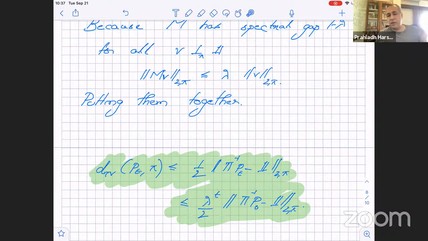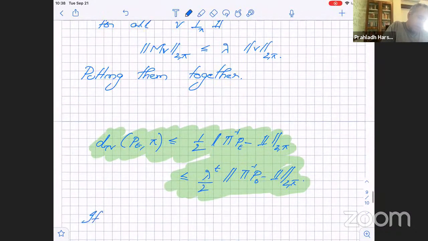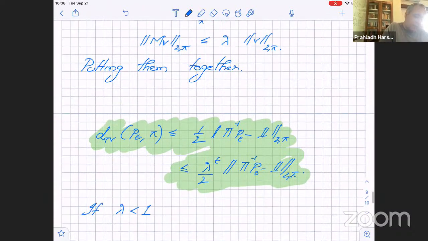Of course, if lambda is equal to 1, I don't know how to control this. This proof will not yield anything. And in fact, you can show that in those cases, the graph will not mix. But this says that if lambda is any number less than 1, it doesn't have to be a constant bounded away, then the total variation distance between p_t and π goes to 0 as t goes to infinity.